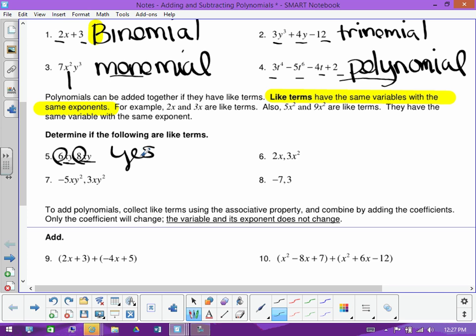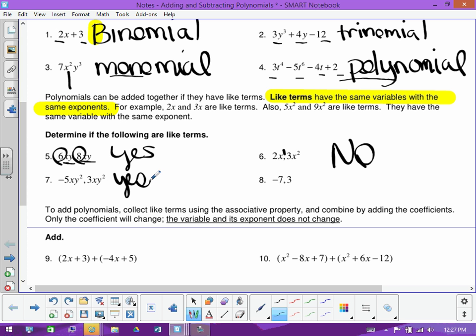What about number 6? No, because what's the exponent on this x? 2. That was a 1. 2x to the first, 3x squared. So no, you don't have the same exponents. You couldn't add those together. What about number 7? Yes. I don't care what the coefficient part is, the number part. We're looking at the letters and exponents. What about 8? Yes.